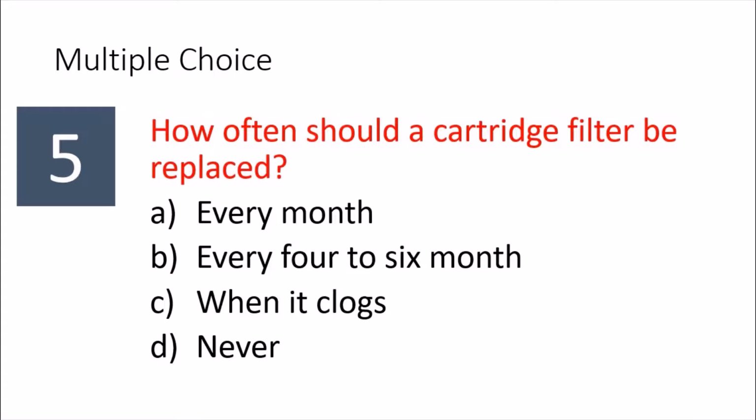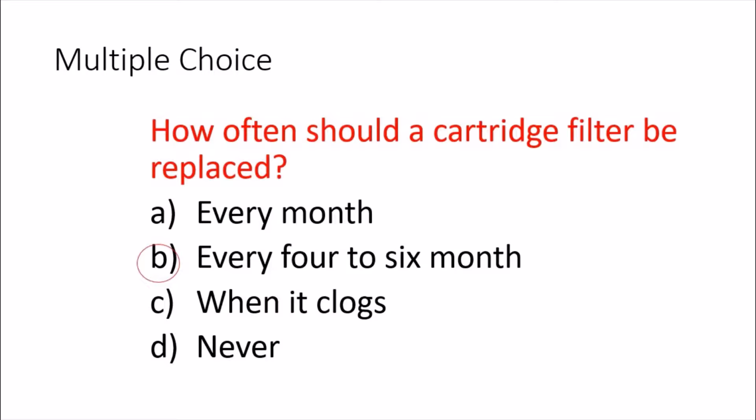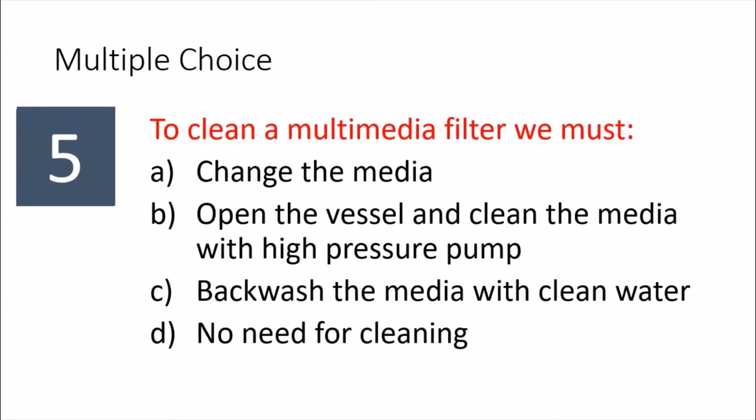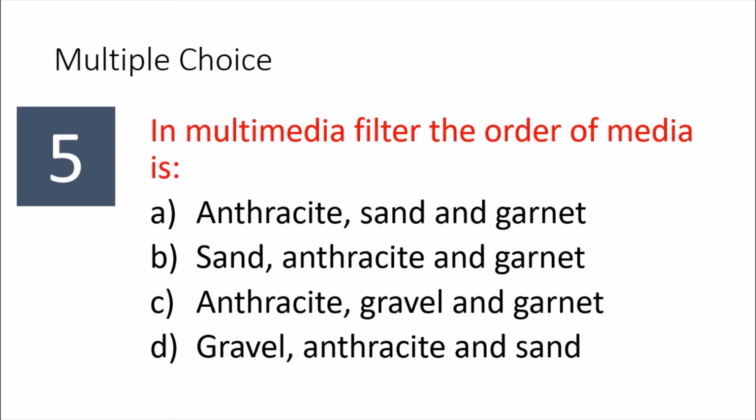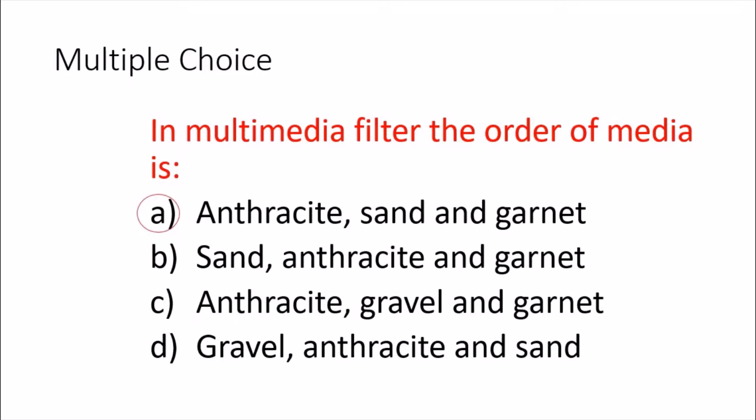How often should a cartridge filter be replaced? Every 4 to 6 months. To clean a multimedia filter, we must use the backwash process. In multimedia filter, the order of media is anthracite, then sand, then garnet.